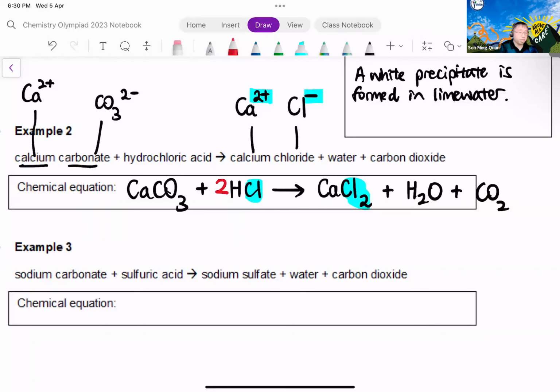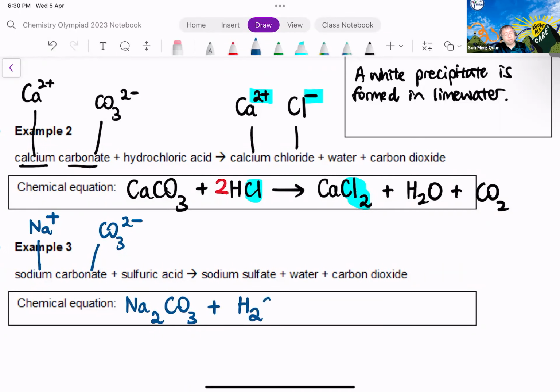Next, example number 3, sodium carbonate plus sulfuric acid. Sodium, group 1, so it's not 2+, group 1 is only plus. Carbonate, CO3 2-. So this is a classic example of, again, positive and negative charges that do not cancel out. So in order for them to balance, I need to have 2 sodiums for each carbonate, Na2CO3. Okay, need 2 sodiums bonded to each carbonate. Sulfuric acid is H2SO4.